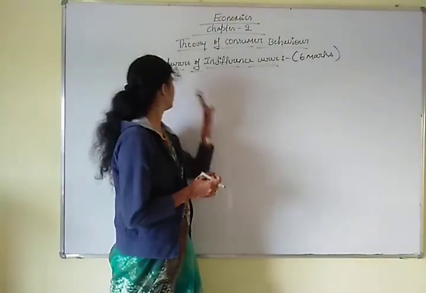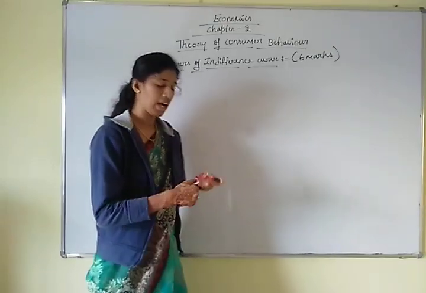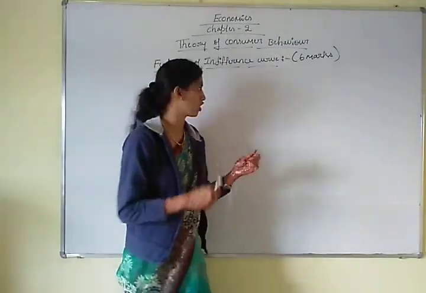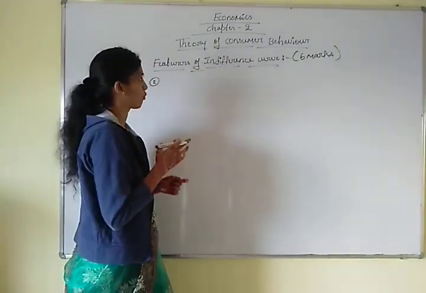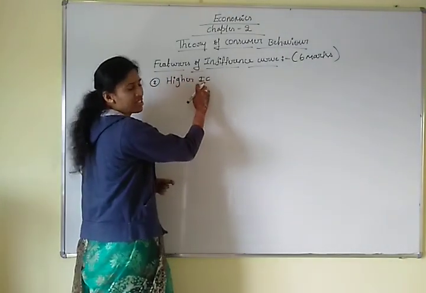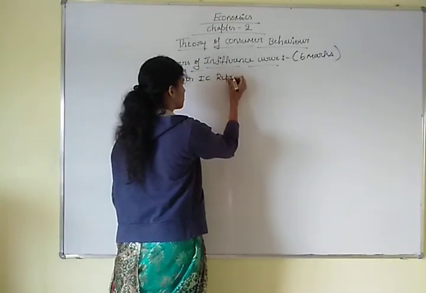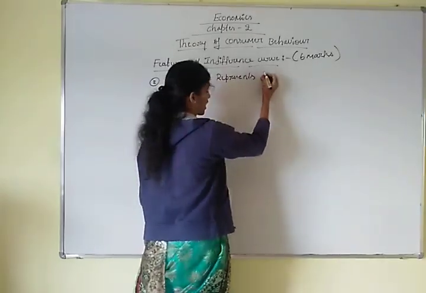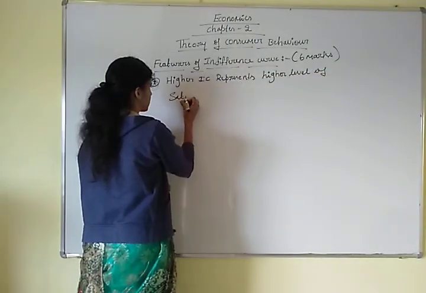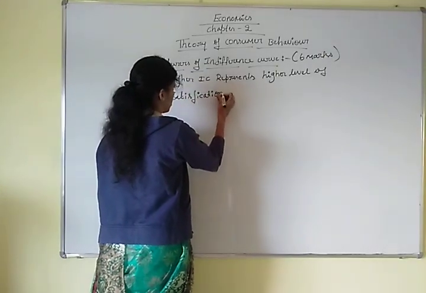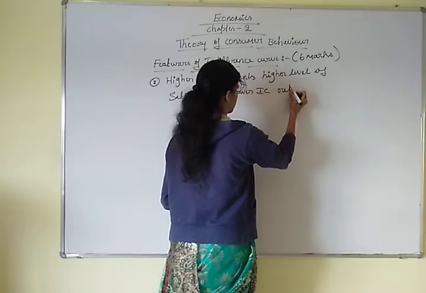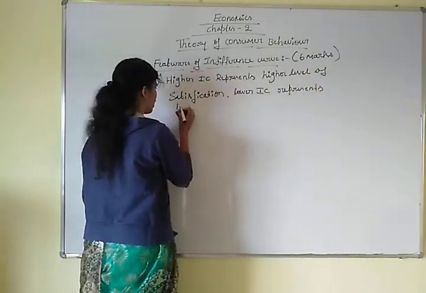Next, the second important feature or property of indifference curve is that a higher indifference curve represents a higher level of satisfaction, and a lower indifference curve represents a lower level of satisfaction.